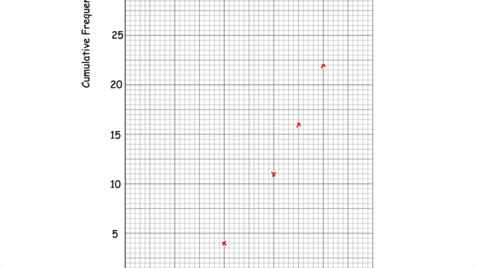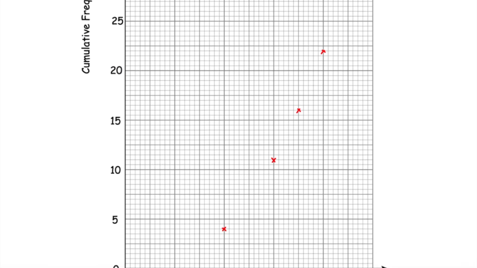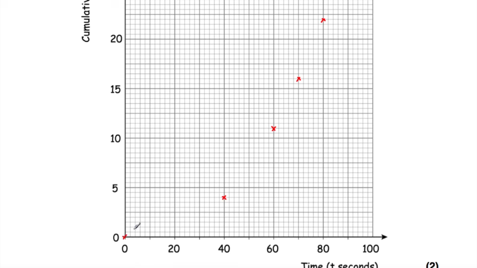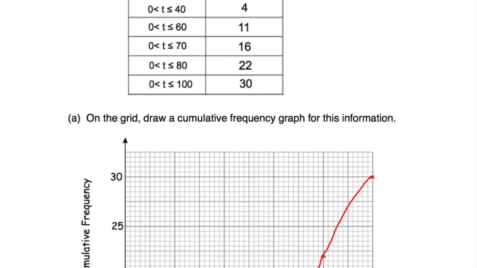So we plotted the points, now let's draw the curve. Now one thing to mention here is that the first category went from 0 to 40, so I'm going to start at 0, so I'm going to go down here to 0. Again, the examiner is going to be just looking for this point to the end, but I'm just going to start from here because that's the beginning. I know that no students took less than 0 seconds to complete this obstacle course. Okay, so let's draw a curve. And that's it, so that's my curve. Okay, so that's part A.